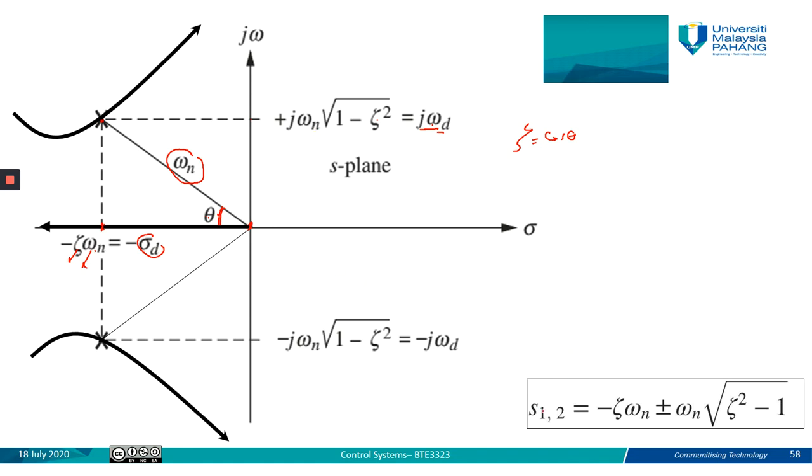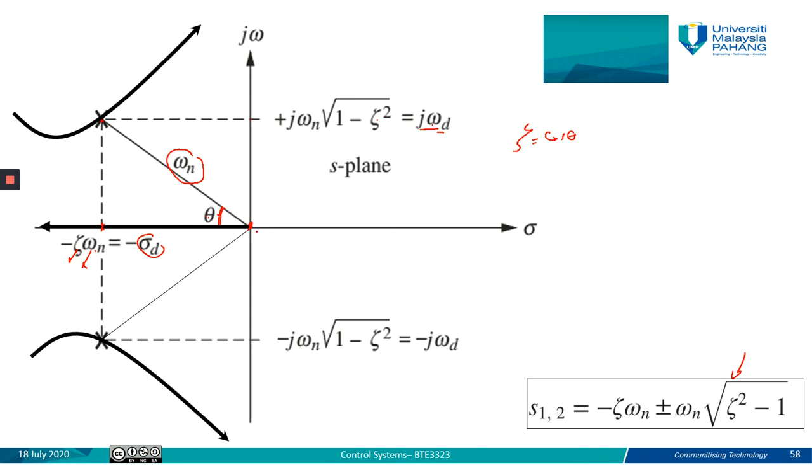The value of the poles here, which are S1 and S2, and the complex pole, we can find by applying the formula: zeta omega n plus minus omega n square root of zeta squared minus 1. And from zeta we have overdamped, underdamped, critically damped, and so on. So these are all the values we can extract from the given root locus.